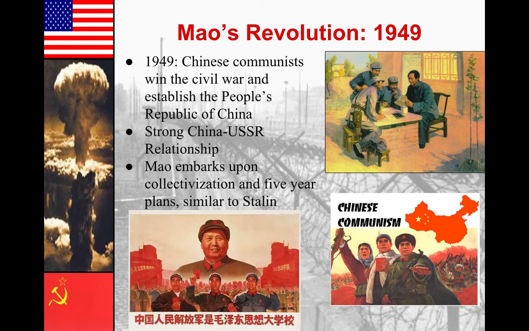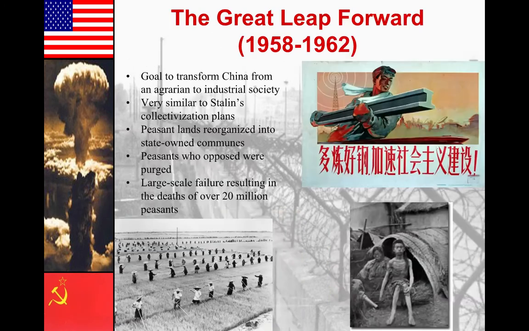So the China-Soviet Union relationship is also because China is really trying to emulate the same system that the Soviet Union used when it first became communist. So how exactly does that work? Well, China, or Mao, calls this new plan the Great Leap Forward.